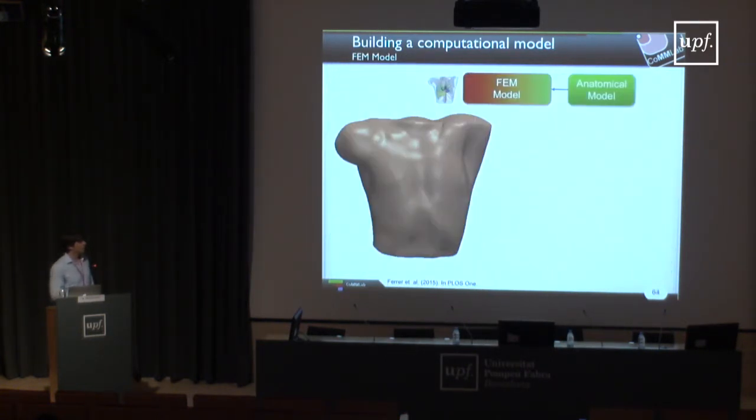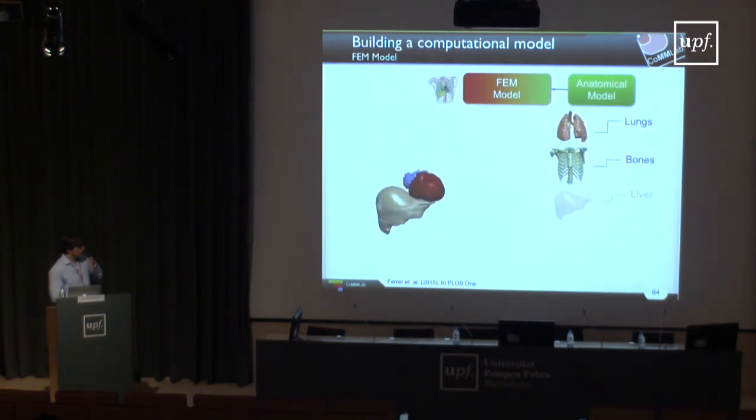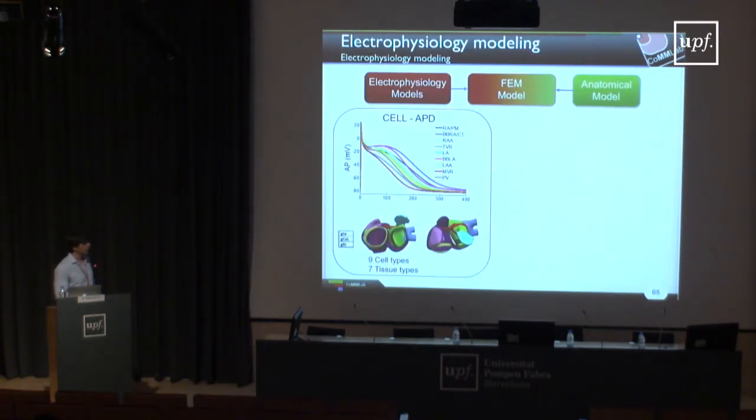So all this is incorporated in a torso model. This is the torso model that includes different regions. We have here the lungs, bones, the liver, and also the heart and the blood pool here as well. Okay, so with all this together, we can simulate what's happening in the heart and how it propagates to the torso. So here we used detailed models of the heart, and we incorporated a model which is called Courtemanche. So Courtemanche is a model that can reproduce quite well the action potential in the atria.